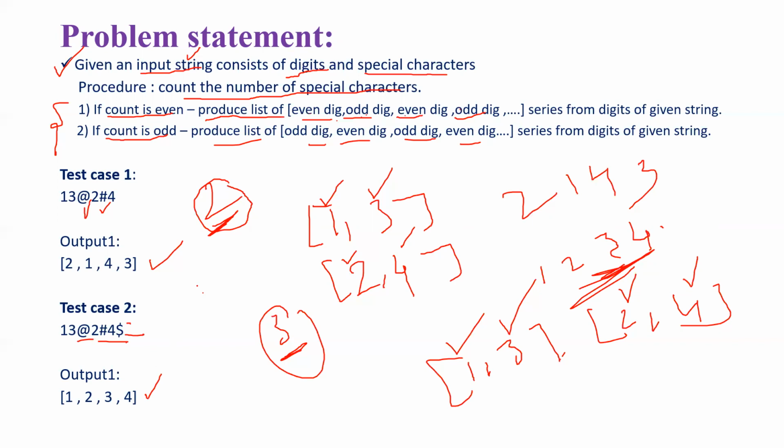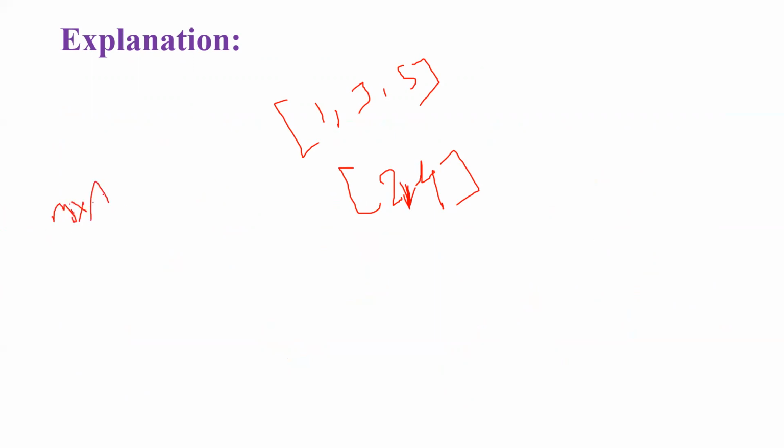Now let me show you how to do this. Here we are doing a simple thing, right? Based on the count of special characters, we are merging two lists. First one is an odd list and the second one is an even list. Whenever we are merging, we need to consider two points. The first one is we are mixing alternatively, which means we need to consider the indexes only up to a certain range. What was that range? It is nothing but the length of the minimum list.